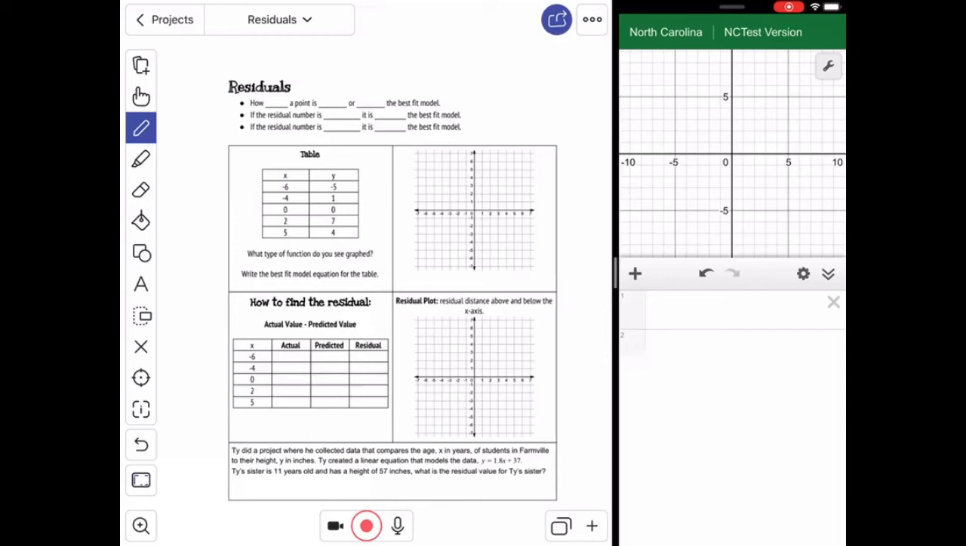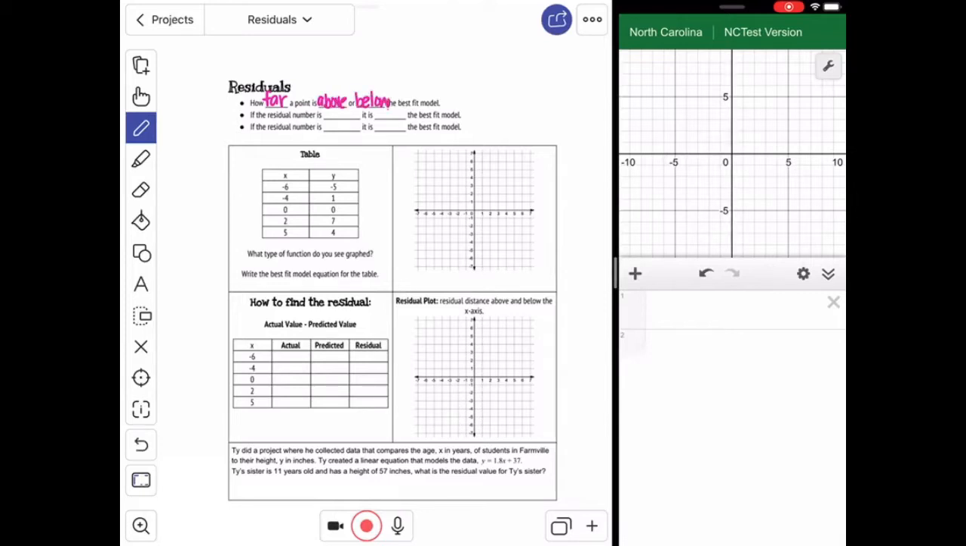All right, today we're going to be talking about residuals, and residuals are a comparison between the line of best fit and the scatter plot that was used to create that best fit, and how far those are from the actual value to the predicted value. So just a few key things to keep in mind as we're going through this is a residual is how far a point is. It can be above the line or it can be below the line.